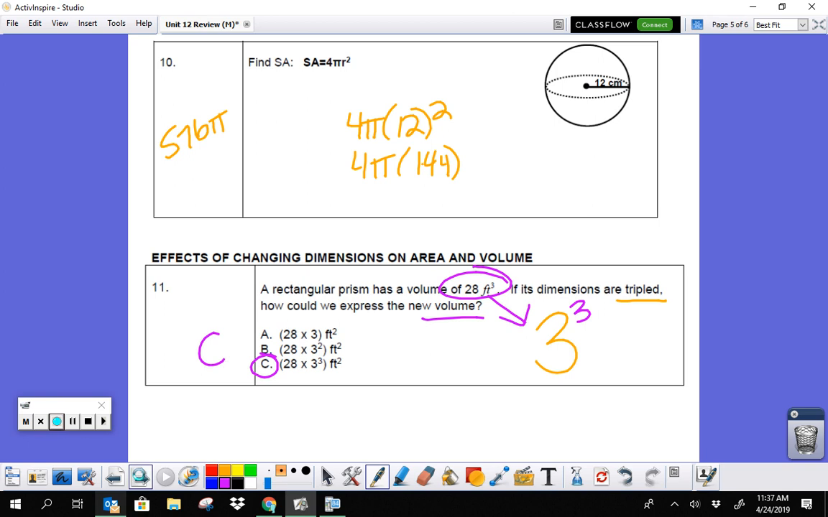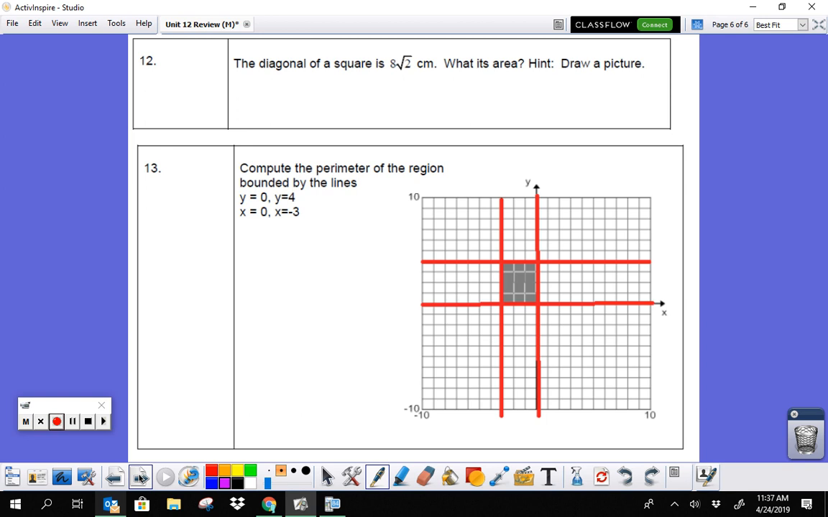Number 12. The diagonal of a square is 8 square root of 2. What is its area? Okay, so you have a square. It's saying the diagonal is 8 square root of 2. What you have to recognize here is that this is a 45, 45, 90 triangle. So these two sides are x, and that 8 square root of 2 is my x square root of 2 side. The good news is this already has a square root of 2 on it, so I can easily see that my x is going to be 8. So those two sides are 8. If you want to get the area of that square, 8 times 8 is 64.